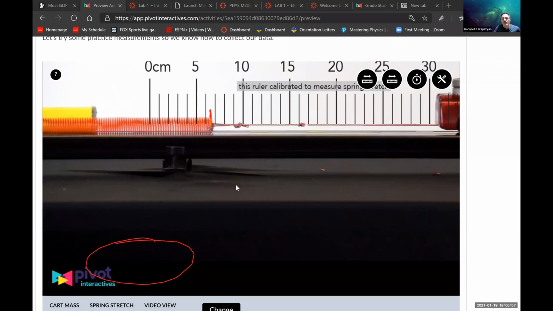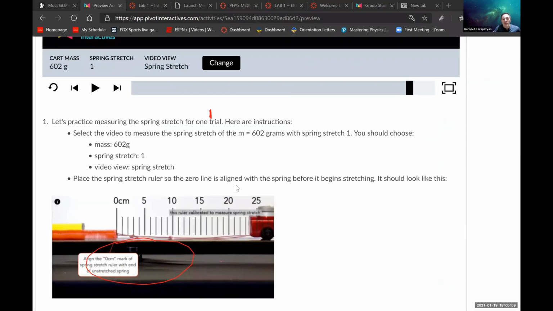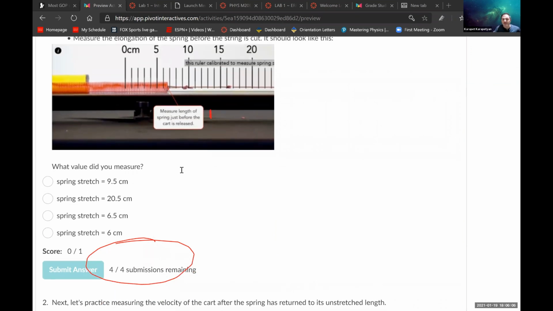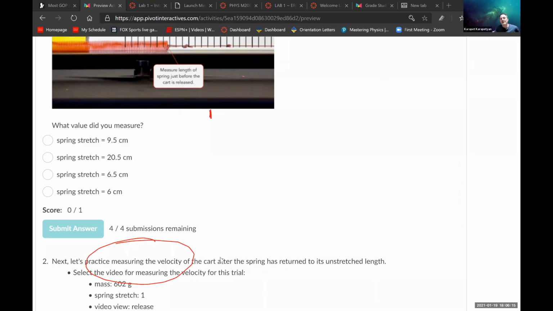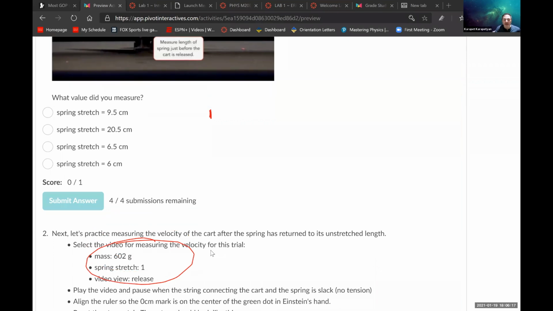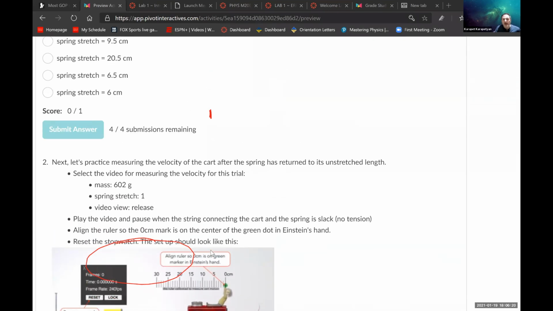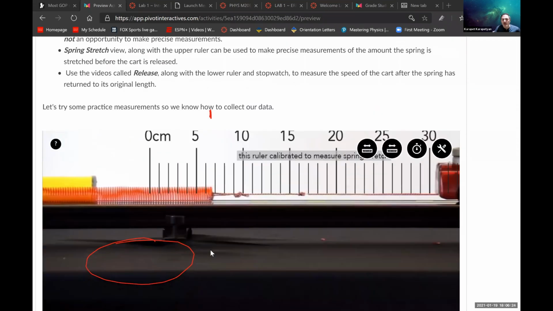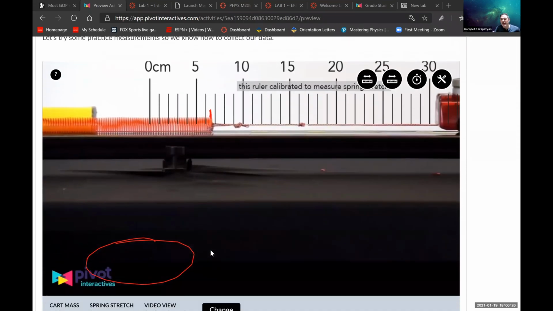Now, that means you're going to come over here and answer a couple of multiple choice questions. So over here, what value did you measure? You're going to have 4 submissions until you get it right. So that means you try until you get the right one, so you learn how to do that correctly. All right. So here's what we have. Any question on how to get the stretch distance?